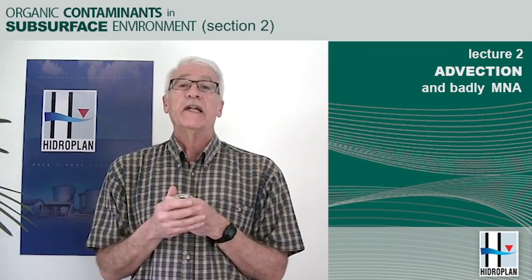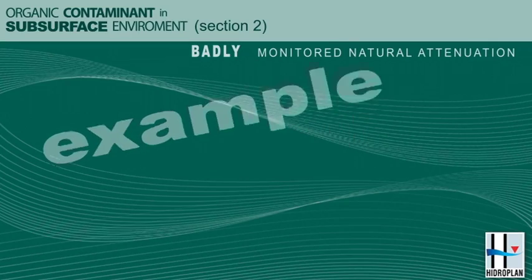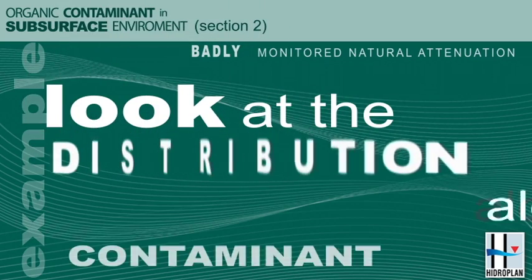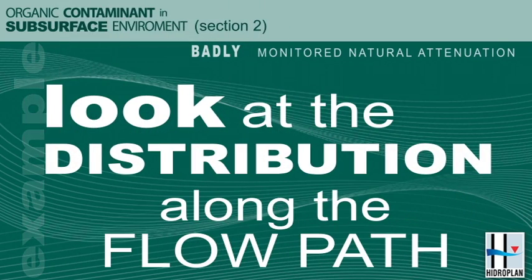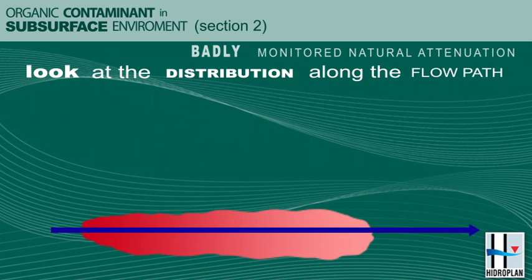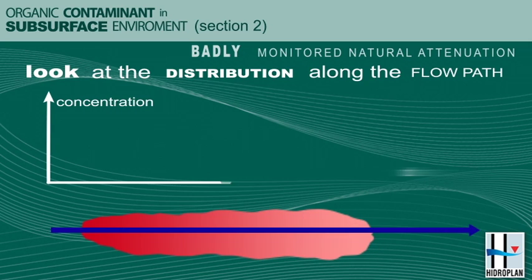So what we'll do is look at an example. What we want to do is look at the distribution of the contaminant along the flow path. So in this case, we'll plot concentration versus distance along the flow path. And let's make up a site.